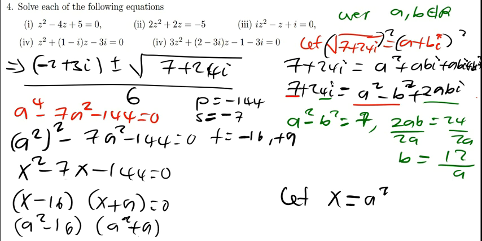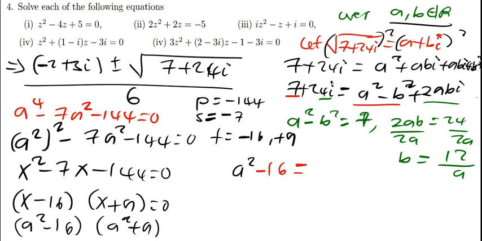But remember, we said a and b should be real numbers. Okay, what does it mean? What it means is that I have got a squared minus 16 is equal to 0. So a squared will be equal to 16. So a is plus or minus 4. Okay, I'm done with that. Now, what if I work out with this?